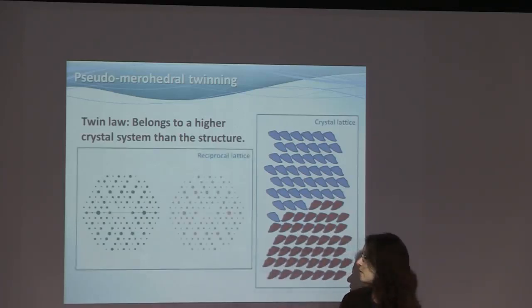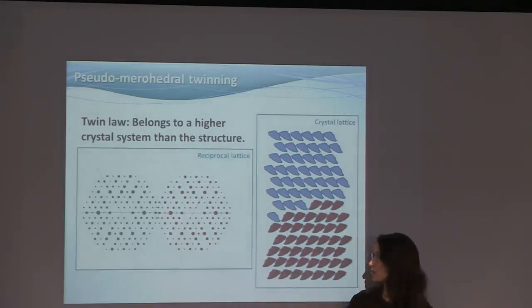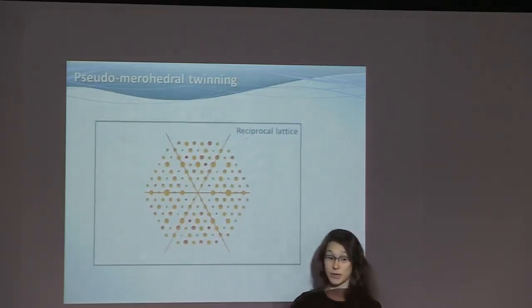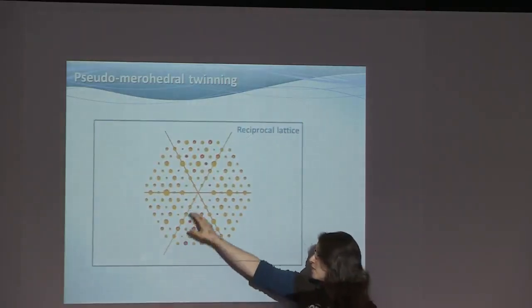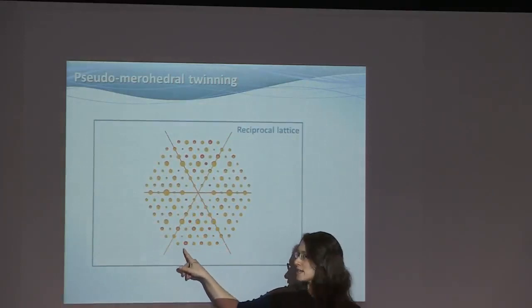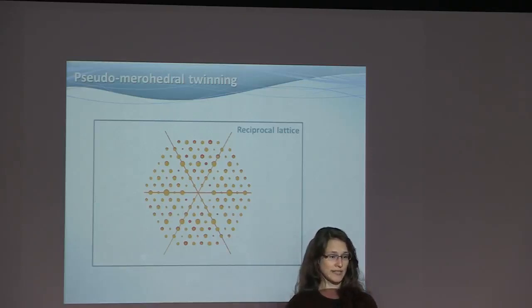So we have one domain and the other domain, and we shift them on top of each other, and then we magnify this a little bit. I hope you can see this. Now, as you can see, the overlap is now not perfect. If we would extend this quite a lot wider, we possibly would see split reflections at the edge. So split reflections at very high resolution can be a warning sign for pseudo-merohedral twinning.